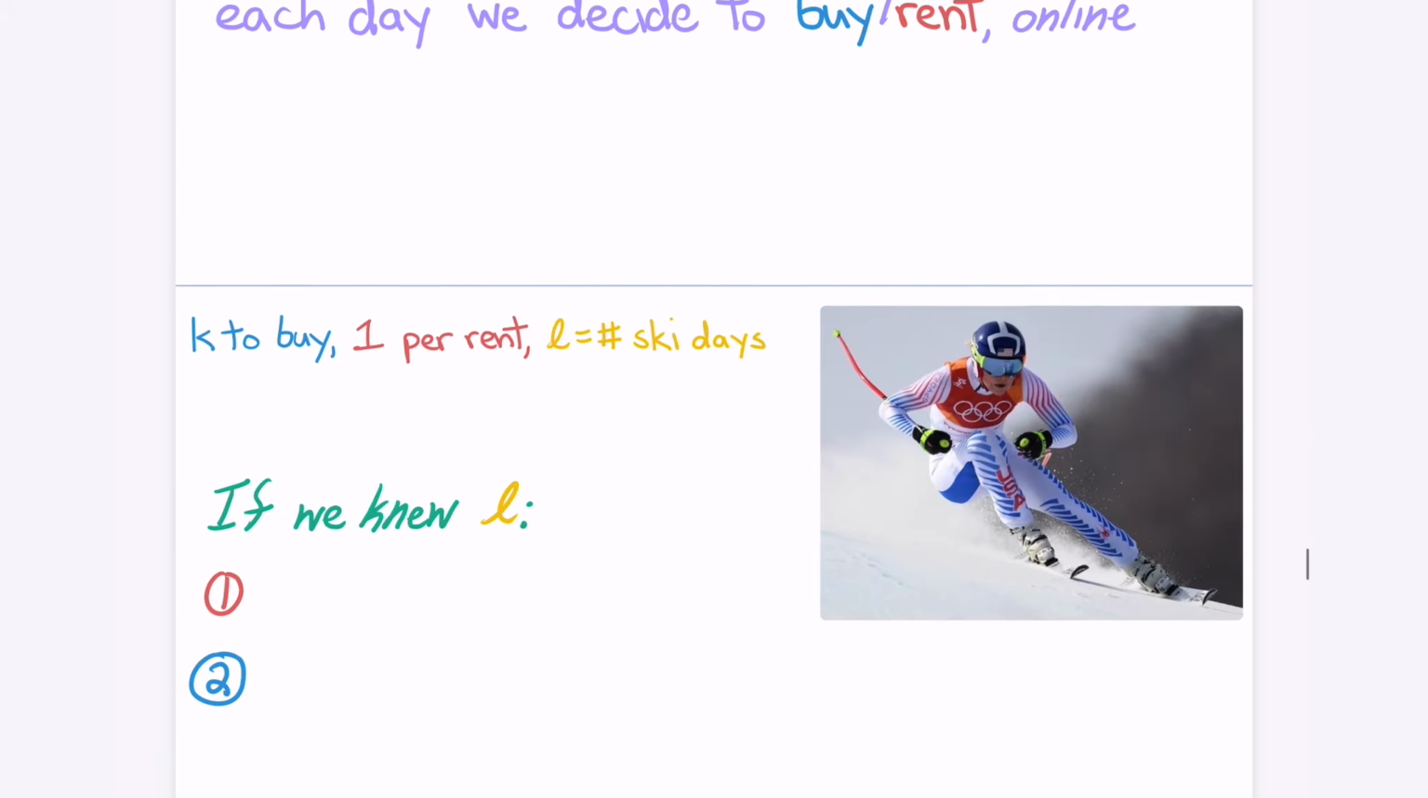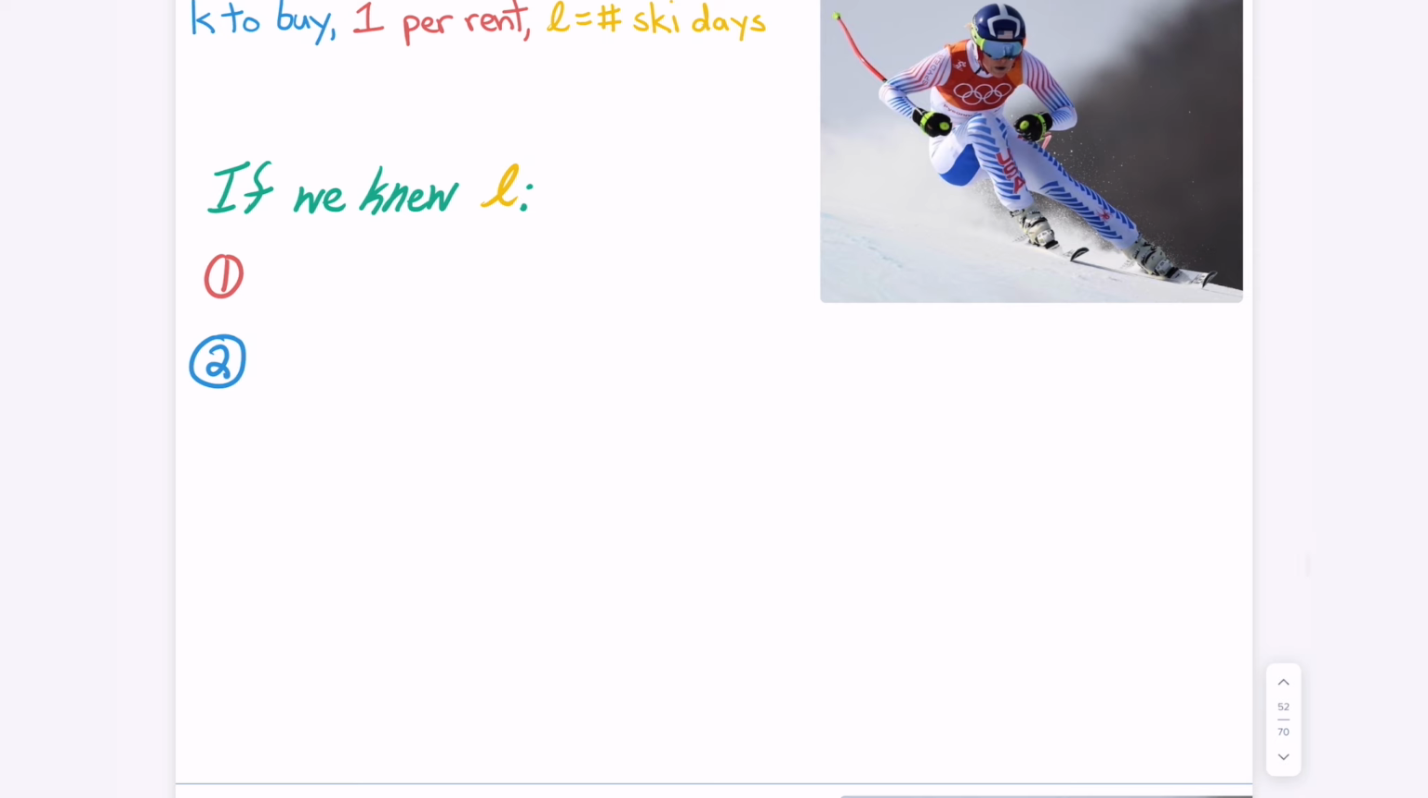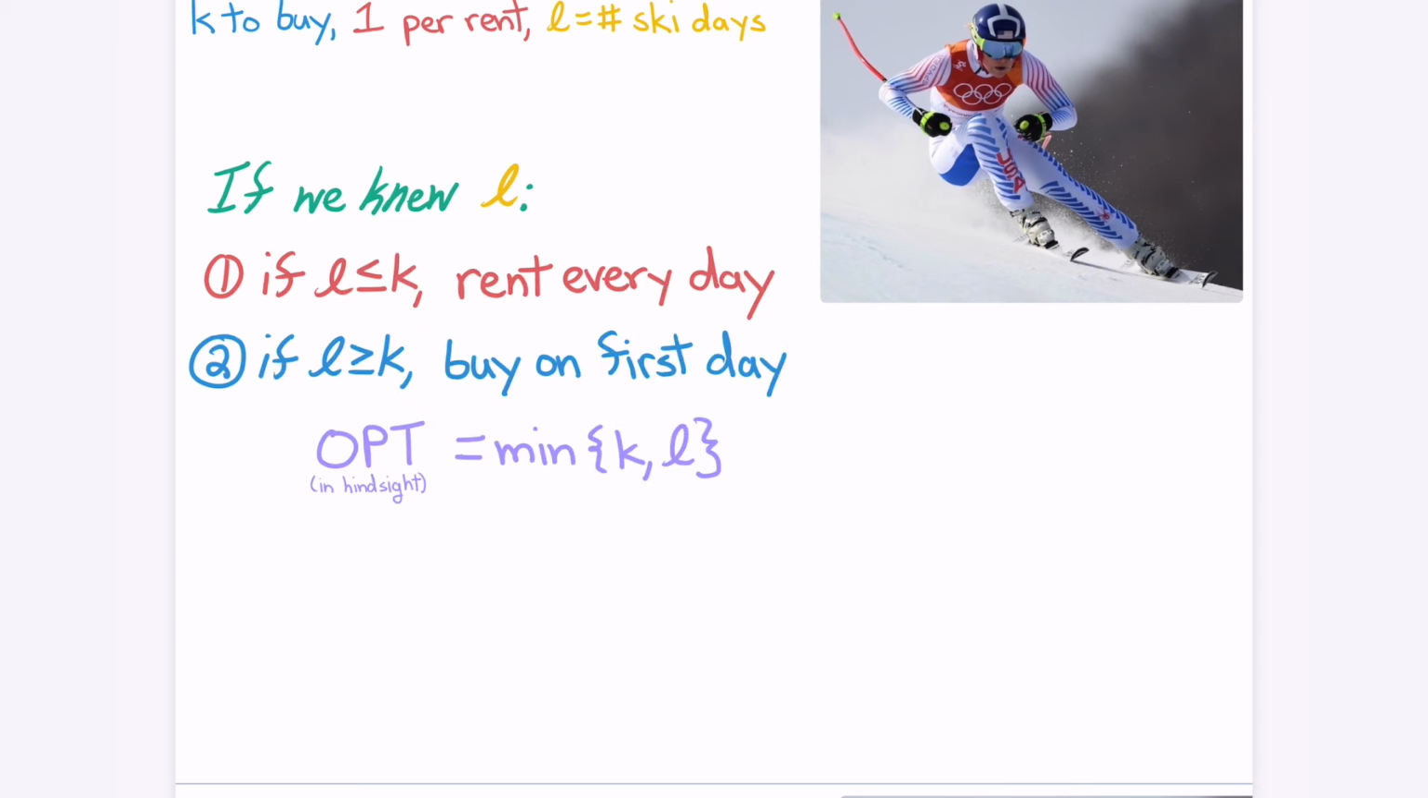Now, if you did know how many days you would end up skiing, then it's not so tough. What would you do? Just to make sure we're on the same page: if K is less than L, then you should buy. If L is less than K, you can rent every day. If L is bigger than K, you should buy on the first day. You should always be paying a minimum of L or K in hindsight. The question is, can we do something competitive with that?